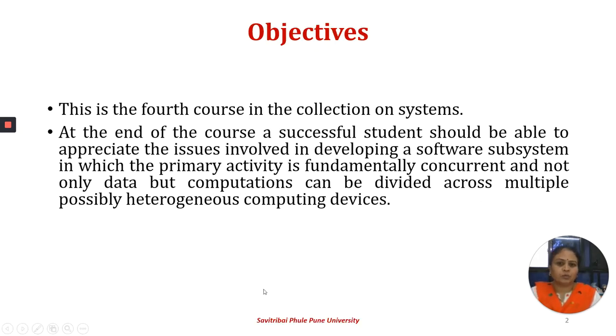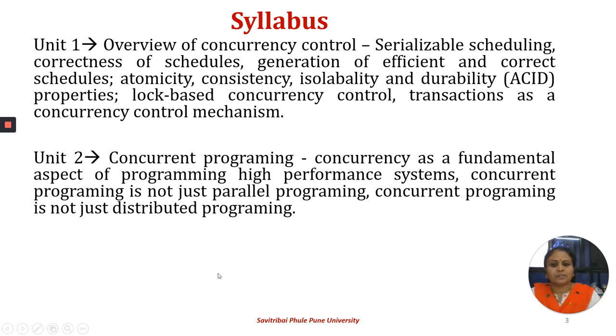Before beginning the course, let's go through the objectives of this course. Since this is the fourth course in the collection on systems, as we've already been studying Systems 1, Systems 2 and Systems 3 in the earlier semesters. So the main objective of this course would be fundamentally to develop concurrent programs and then extend it further to develop certain distributed programs. The syllabus extends into 4 units.